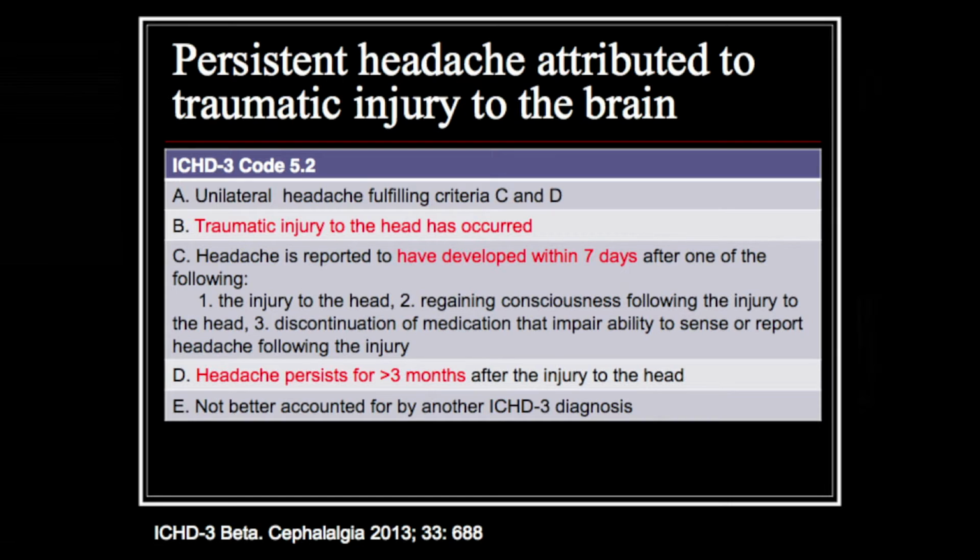And what's interesting is oftentimes the traumas tend to be rather minor. Now you can also get these with more extensive injuries, like a blast injury, like a military veteran might get in war. But the key thing about this diagnosis is the headache has to start within 7 days. So with post-traumatic headaches, or what they now term persistent headache attributed to traumatic injury to the brain, the headache has to occur within 7 days after this purported trauma. And it has to persist more than about 3 months. And you can see the other criteria on the slide for this diagnosis, but those are the ones that you probably should remember.